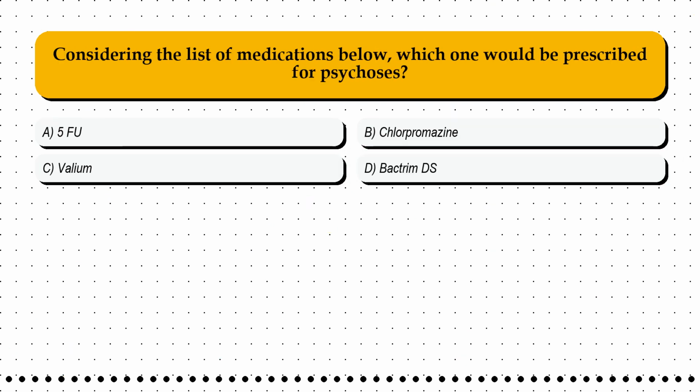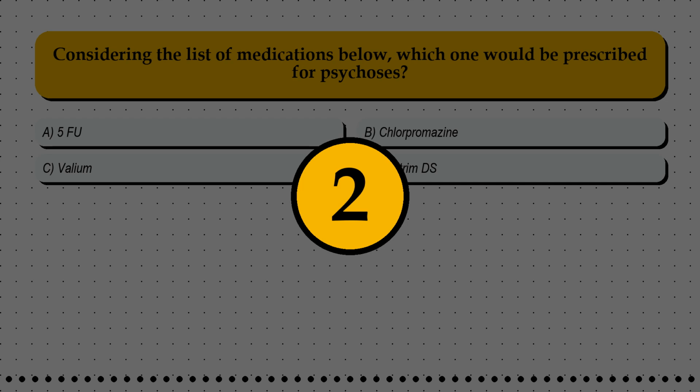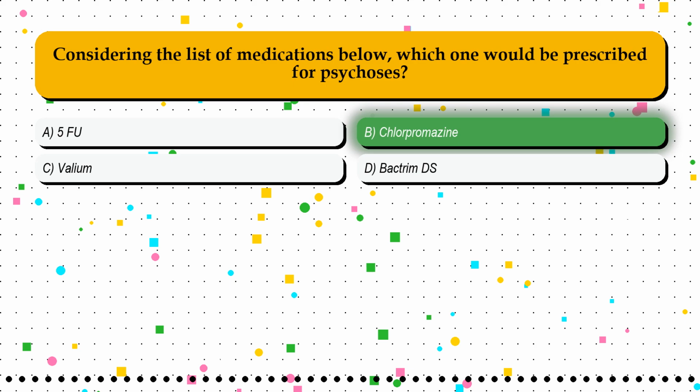Question 317. Considering the list of medications below, which one would be prescribed for psychoses? Option A, 5-FU. Option B, chlorpromazine. Option C, Valium. Option D, Bactrim DS. The correct answer is option B, chlorpromazine.